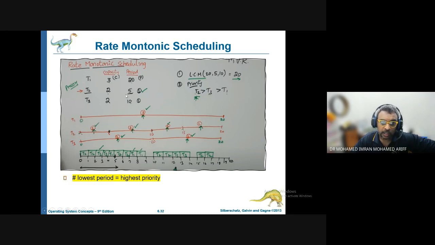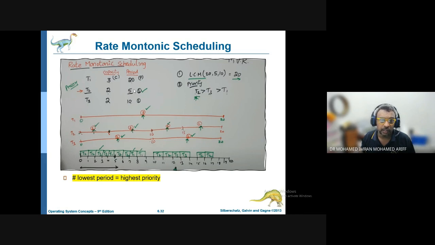Alright, maksimum 20. Okay. So capacity means processing time. Meaning in every 20 seconds T1 akan proses 3 saat sahaja. Okay. This one means for every 5 seconds dia akan proses 2 saat sahaja. For every 10 seconds, dia akan proses 2 sahaja. Okay. So dalam 10 saat, dia proses 2. Habis. Yang ini, for every 5, dia proses 2. Habis. Every 5, dia proses 2. Habis. Sampai 20.